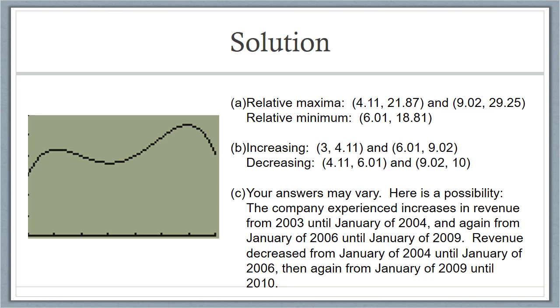Now, describing it is going to have some differences. Here's a possibility. The company increased in revenue from 2003 until January 2004, and then again from January 2006 until January 2009. Remember, your values for x are time, so these represent the years. The revenue decreased from January 2004 to January 2006, and then again from January 2009 to 2010. So that's a possible description of what you're seeing.